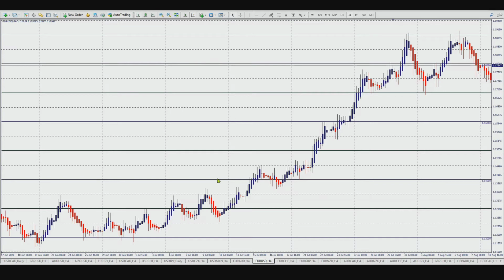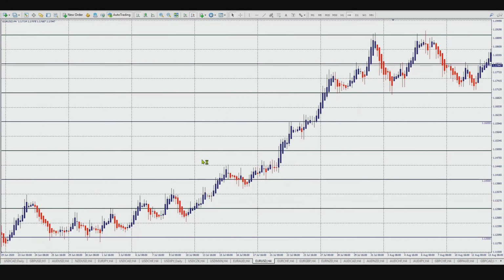Could be. But you've got to always remember, the stop loss should be placed for the same reason that you took the trade. So here's what I mean by that. Now let's take a look at the chart that I have on the screen. This is the Euro USD.